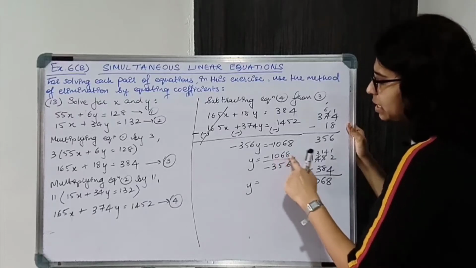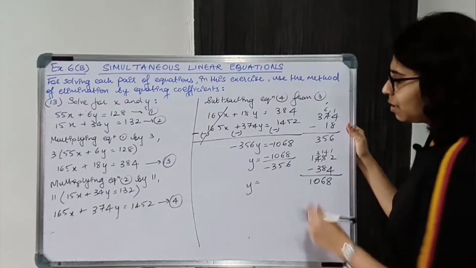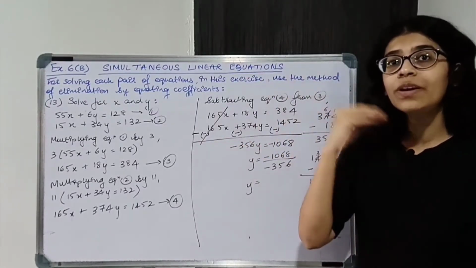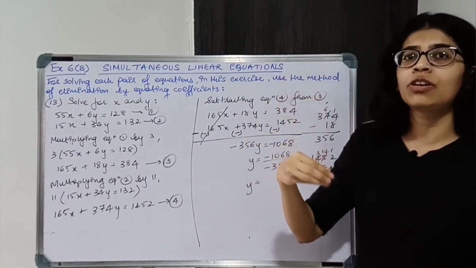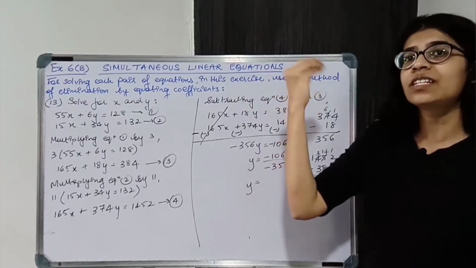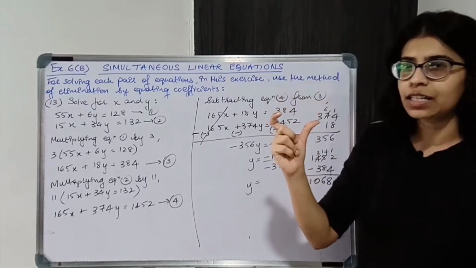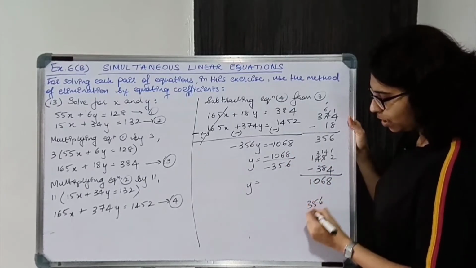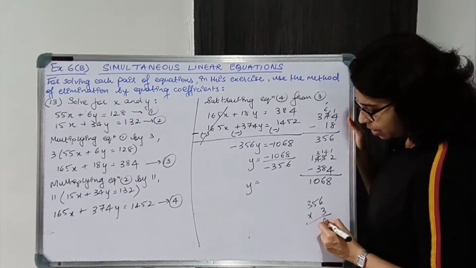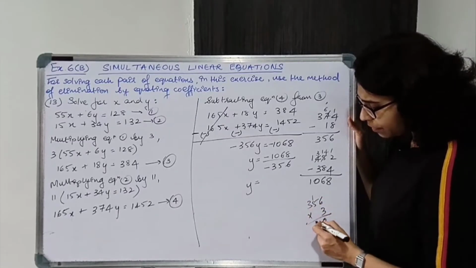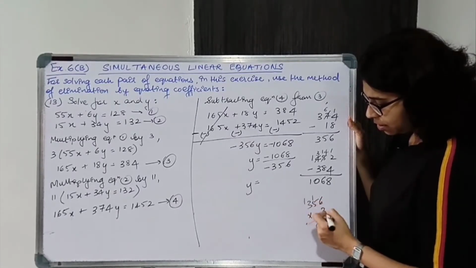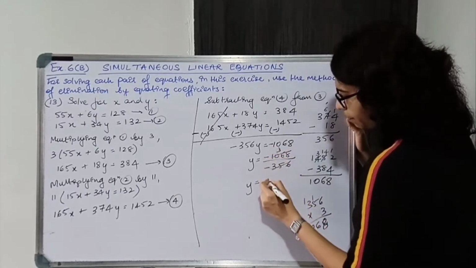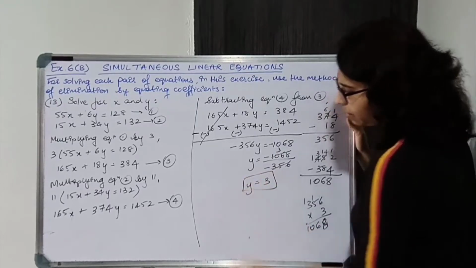Now 356 into how much will give 1068? There is 6 and there is 8. So 6 into how much gives you 8 at the end? Recall the table of 6. 6 1s are 6, 6 2s are 12, 6 3s are 18. At the end 8 comes. So 356 into 3. Okay, you should get, let's check. 6 3s are 18. 3 5s are 15 plus 1 is 16. 3 3s are 9 plus 1 is 10. Okay, so we are getting 3.